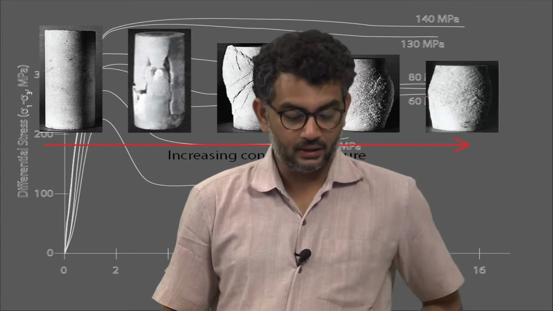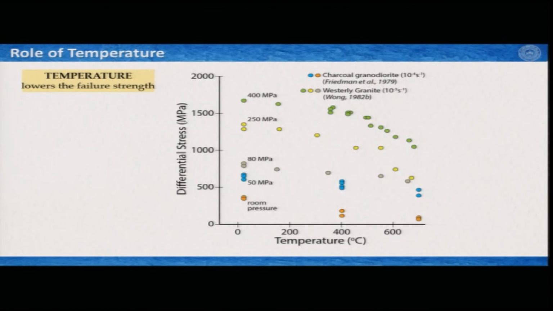We can also see in a different plot, again these are pretty old work. One is this blue and orange. So, this one and this one, these are granodiorite rock, and the rest are granite, Westerly granite. These granodiorites were deformed with a strain rate of 10 to the power minus 4 per second, and the granites were deformed with the strain rate of 10 to the power minus 5 per second. And what we are plotting here is differential stress versus temperature, and the authors plotted the peak stress, the peak value.